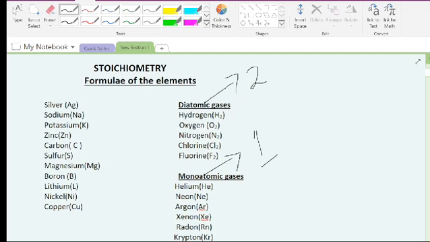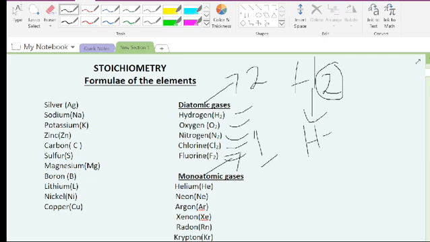There are some elements like hydrogen, oxygen, nitrogen, chlorine and fluorine. These elements always exist in the diatomic form. We can also say that they always exist in the molecular form. They cannot be written with a single atom. As you can see here, the subscript of 2. What does this subscript of 2 mean? It means this hydrogen is present with two atoms combined together to form the molecule.